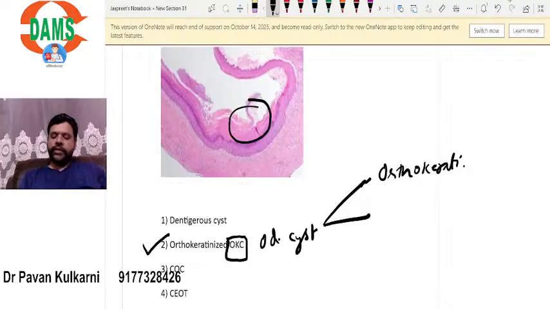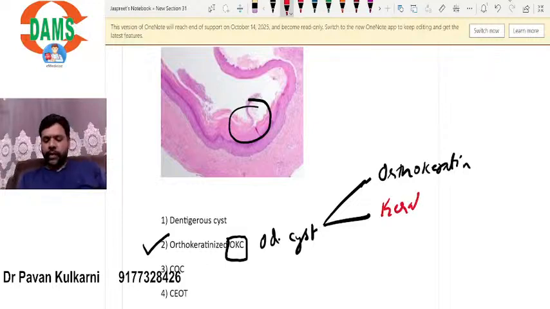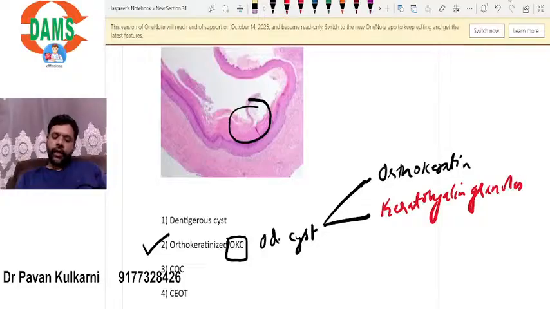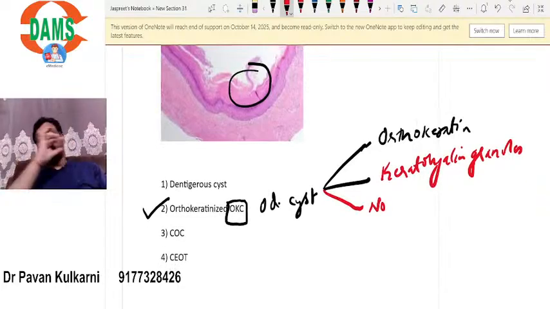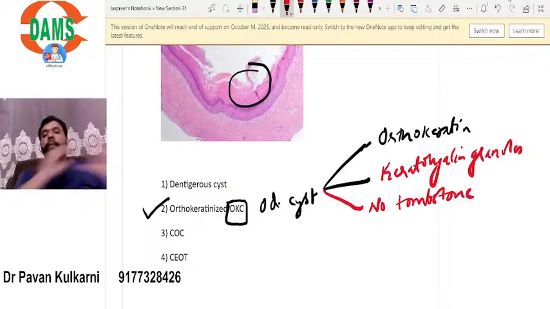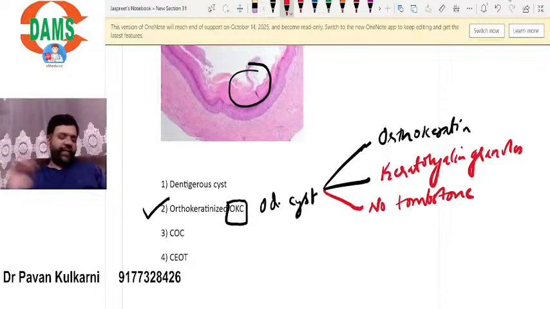So please remember, in OOC there will be orthokeratinized layer, orthokeratin will be there, and secondly if you see the cystic lining, classically it will have keratohyalin granules. Keratohyalin granules will be seen classically in case of the OOC, and you don't see any prominent basal cells. There is no tombstone appearance. There won't be typical tombstone appearance or picket fence appearance of the basal cells. So this is again a very important feature that you see in case of the OOC.